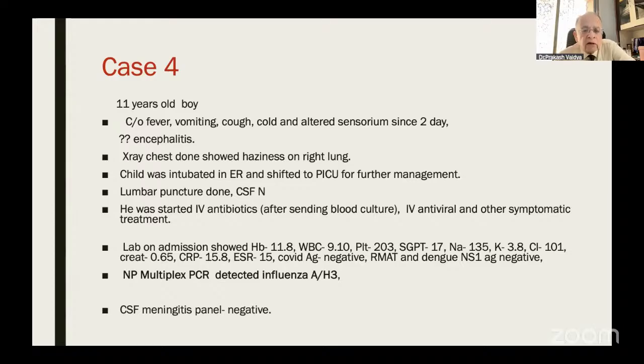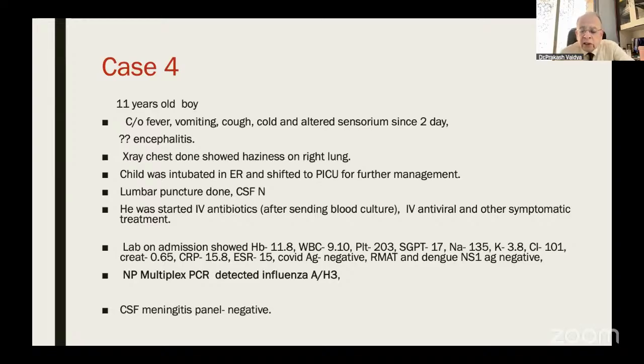LP was done, CSF was normal, and he was started on IV antibiotics after sending a blood culture. Also IV antiviral. When I say antiviral, here I mean I am going to give him acyclovir, and other symptomatic treatment. Labs on admission were quite unremarkable, and the multiplex PCR was also sent, and it showed influenza A H3, but the CSF meningitis panel was negative.